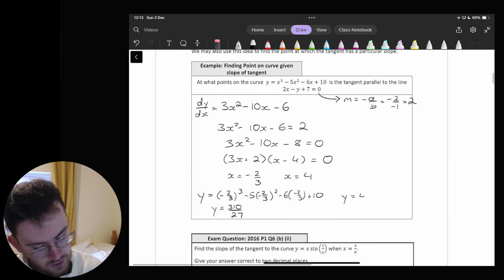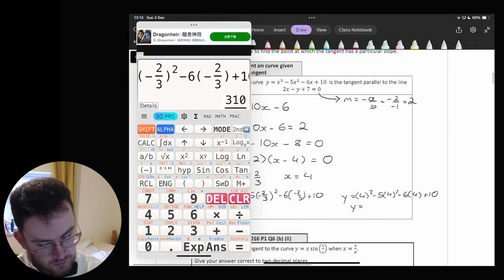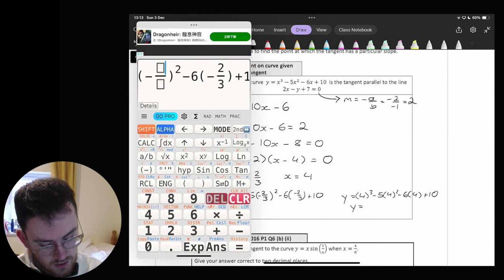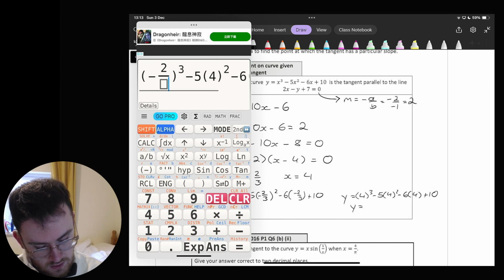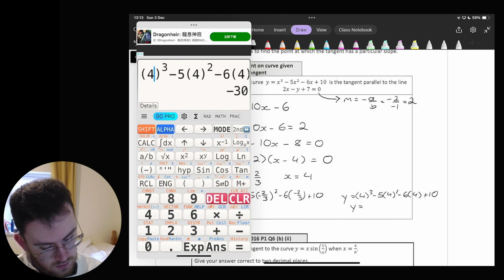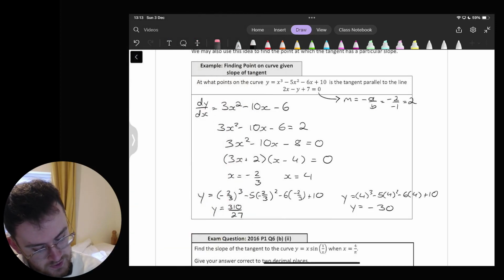Subbing in for 4 here, so 4 cubed minus 5 times 4 squared minus 6 times 4 plus 10. So that's going to give me, let's just sub in each one here. For 4, we're just going to change all of these out for 4. Same here again. Gives me an answer of minus 30. So the 2 points I have are the point minus 2 over 3, 10 over 27, and 4, minus 30.